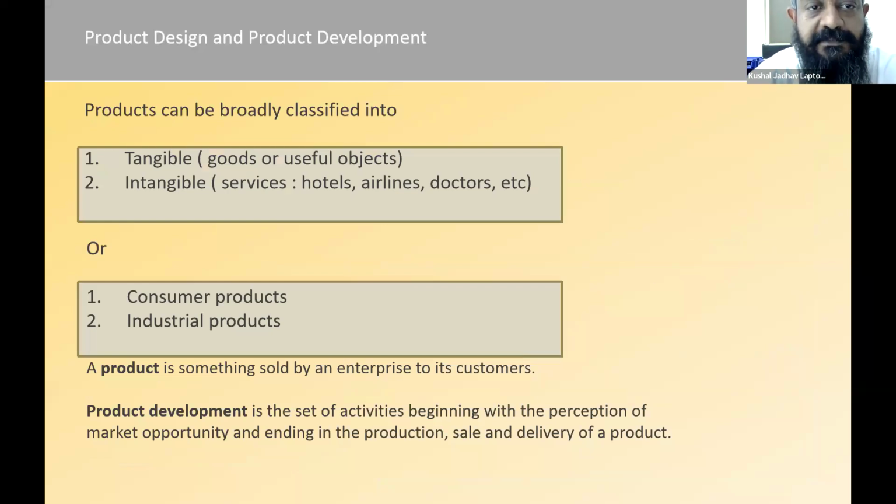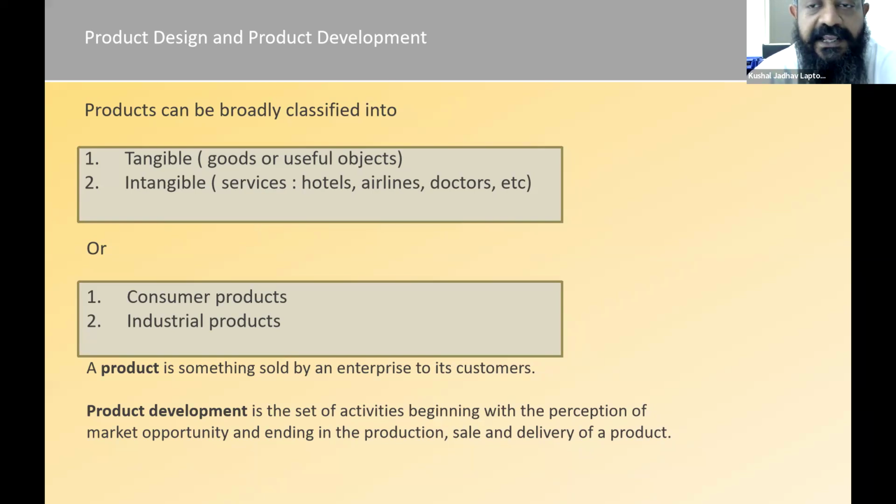Now products can be classified broadly into two categorizations. First is tangible or intangible. Tangible means something which you can touch, feel, use, or hold. Those are tangible products, which are goods or useful objects, the products you see lying around, which are mass produced. And intangible products are things like services: hotels, airlines, doctors, ATMs, insurance, apps, websites. These are intangible products.